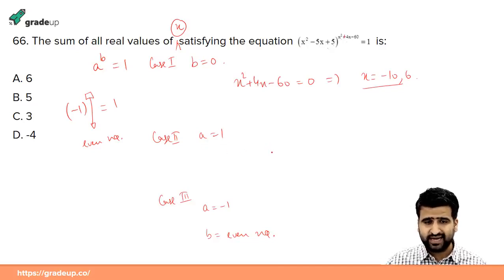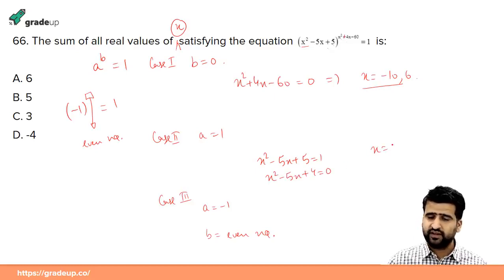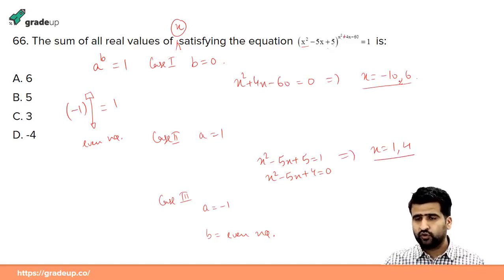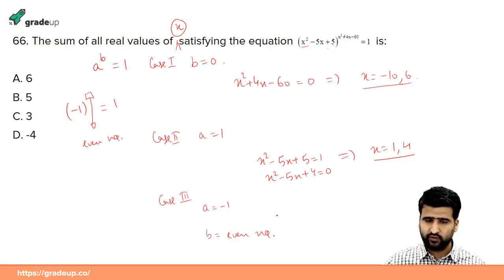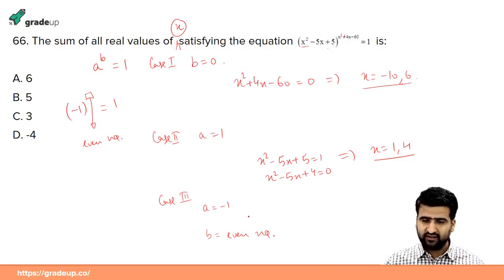The second case is a is equal to 1. So the quantity inside the brackets will be equal to 1. So x square minus 5x plus 5 is equal to 1. You get x square minus 5x plus 4 is equal to 0. You get 2 values of x, 1 and 4. So if you add all these quantities, you get the sum equal to 1, which is not given, which indicates that this is not the exhaustive set of cases.